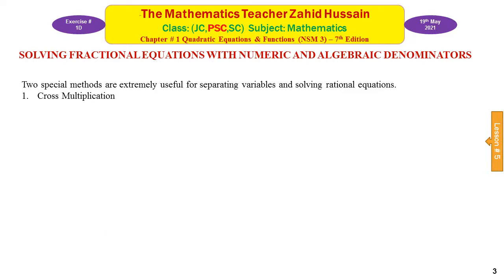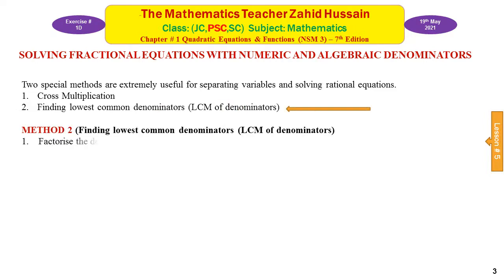Before solving the questions, let's discuss the methods. There are two different methods to solve fractional equation with numeric and algebraic denominators. First one is cross multiplication, which we have studied in the previous lesson. Second one is finding the lowest common denominator, that is finding the LCM of the denominators. We will study this method today.